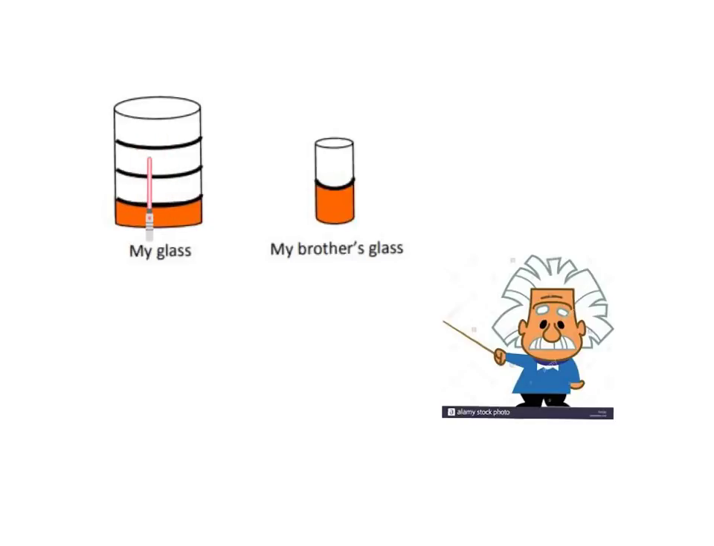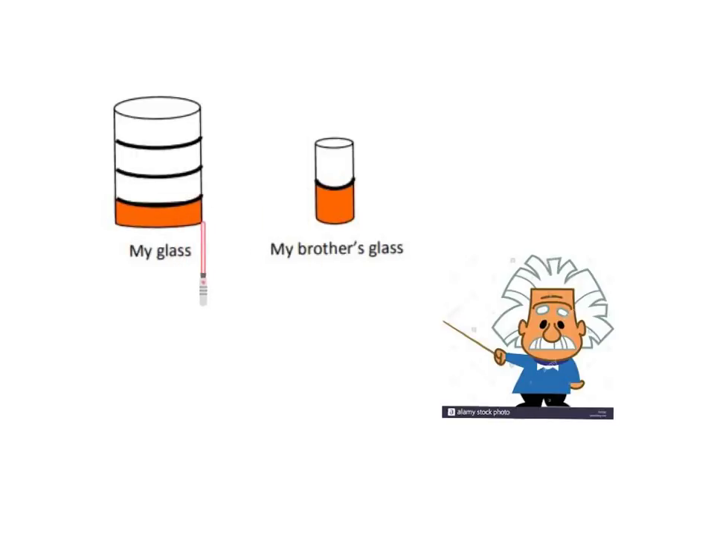For breakfast this morning, my brother and I each had a glass of juice. What fraction of my glass has juice? Yes, 1/4. 1 out of 4 is shaded. What fraction of my brother's glass has juice? 1/2. When the wholes are the same, 1/2 is greater than 1/4.